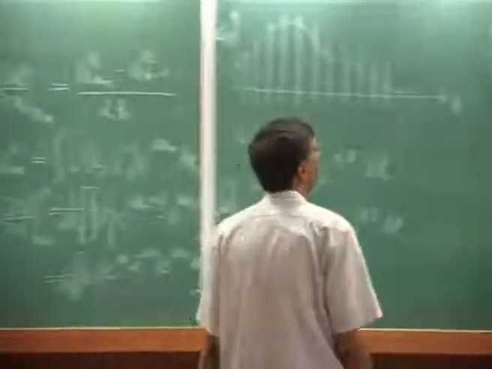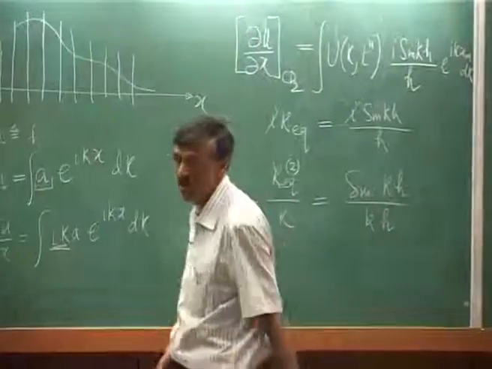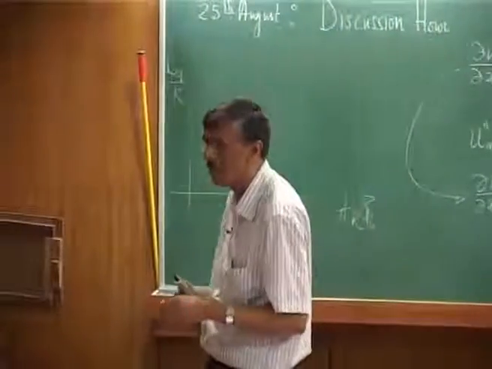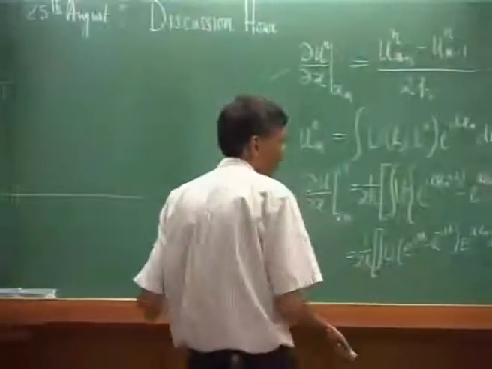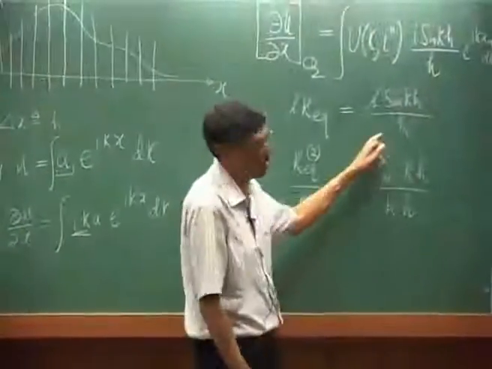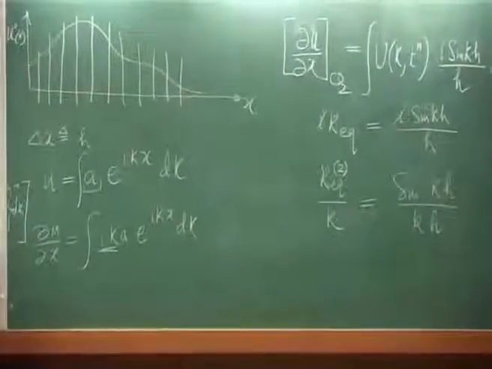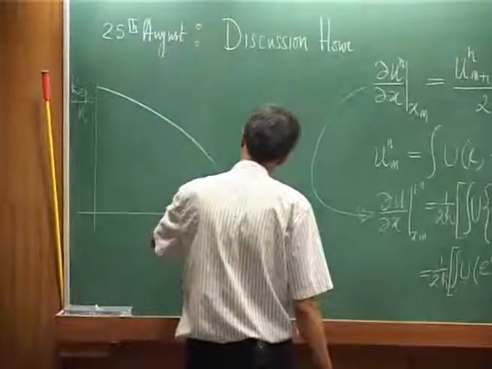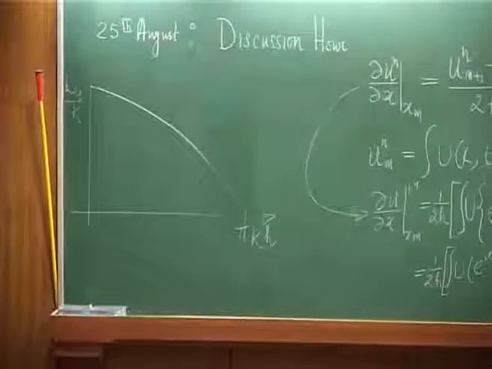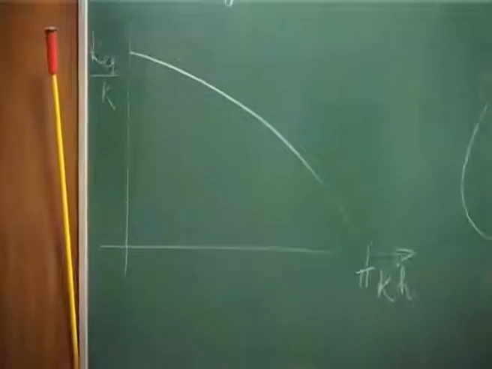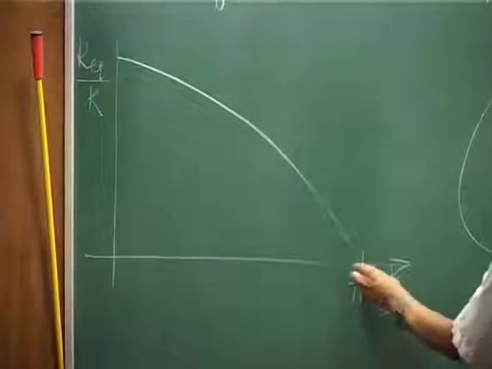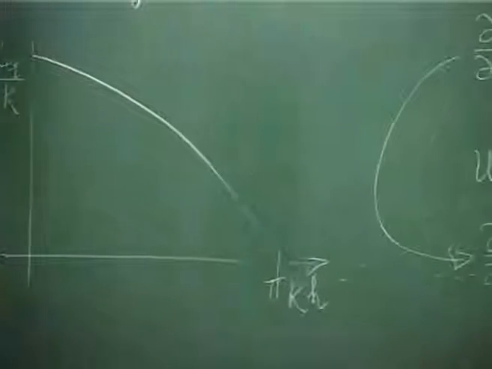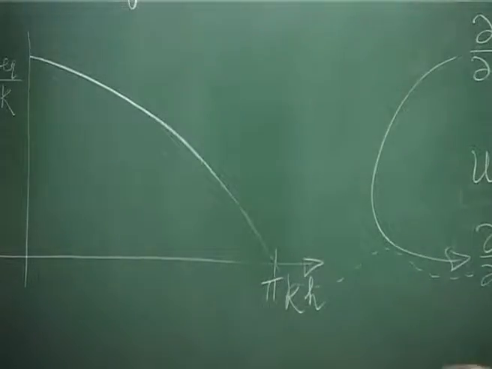Now, what about k equivalent by k? Ideally, I want it to be equal to 1. I do not want any loss of information. But what happens? This is less than 1. So, what you are going to find is that this goes like this. Well, you do not need to plot anything on the other side. If I would have plotted on the other side, what would have happened? It would have done like this. You recall? You may have done it in your Fourier transform course. This is what you get.